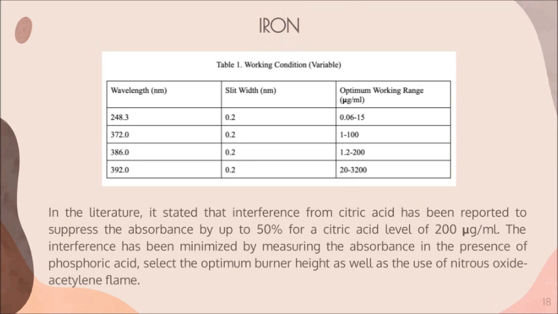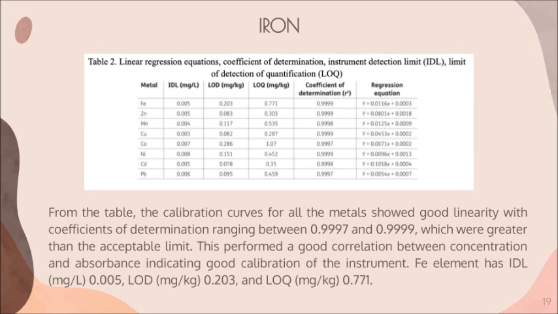In the literature, it is stated that interference from citric acid has been reported to suppress the absorbance by up to 50% for a citric acid level of 200 microgram per milliliter. The interference has been minimized by measuring the absorbance in the presence of phosphoric acid, selecting the optimum burner height, as well as using a nitrous oxide acetylene flame. From this table, the calibration curves for all the methods showed good linearity with coefficients of determination ranging between 0.9997 and 0.9999, which were greater than the acceptable limits.